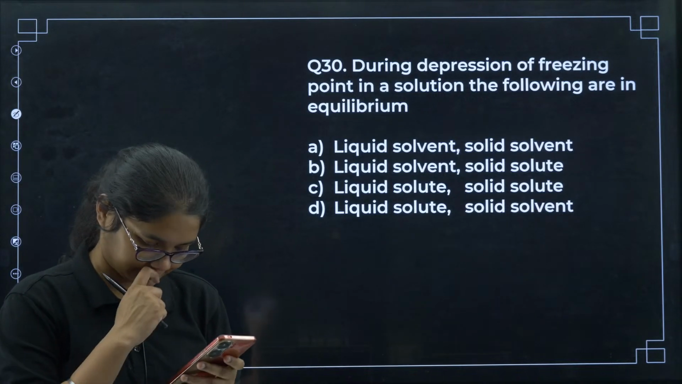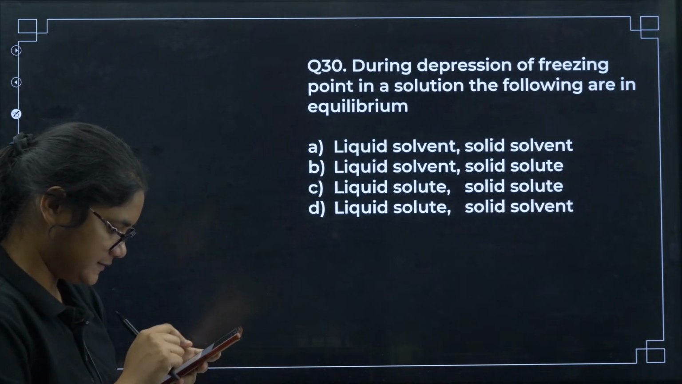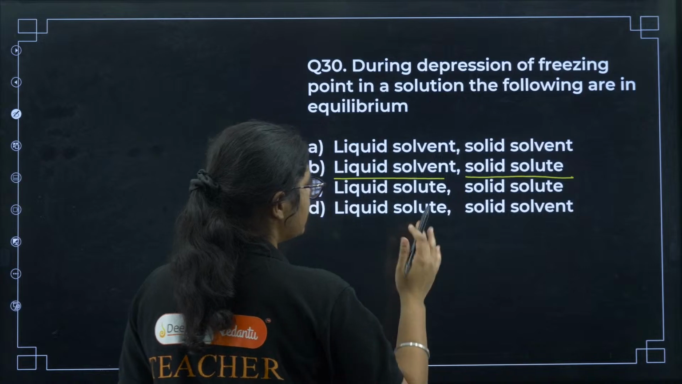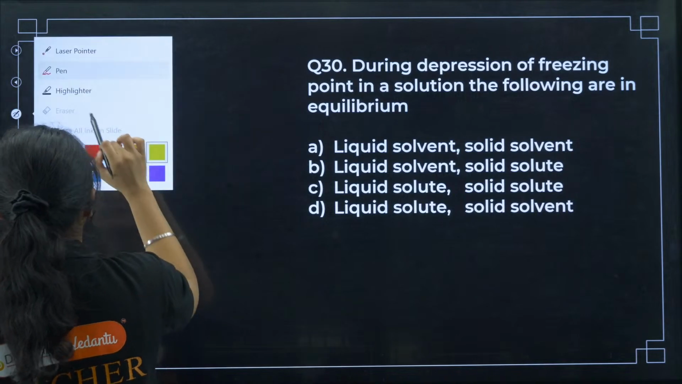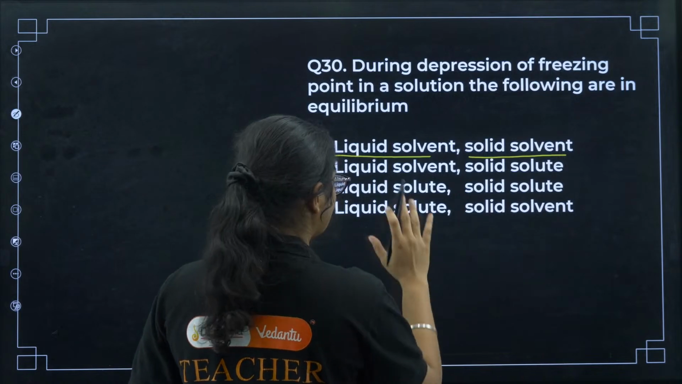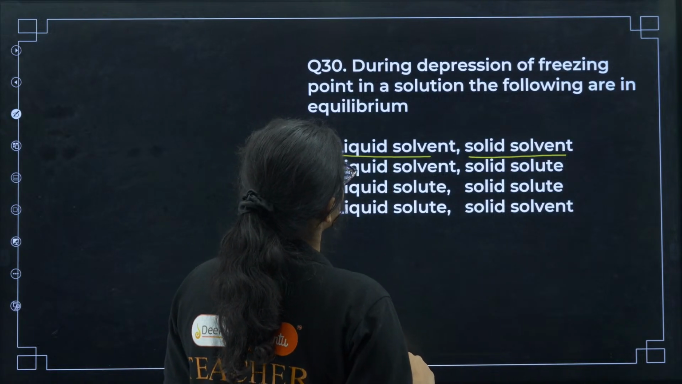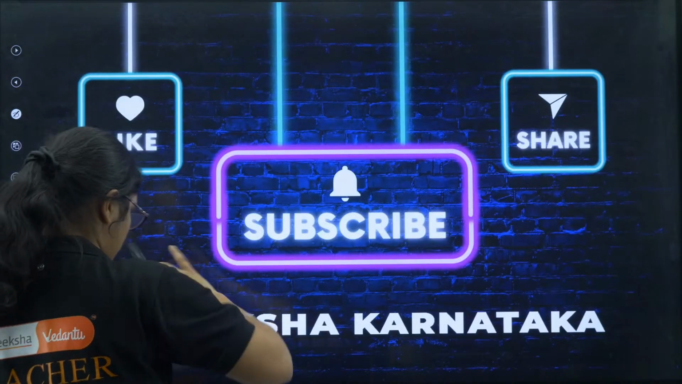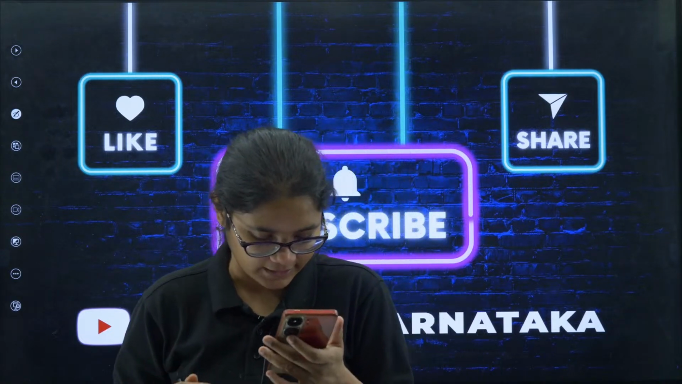Anyone answered? Yes. Liquid solvent and solid solute. Sorry, not this one, one second. Liquid solvent and solid solvent. So these should be at equilibrium with each other, and at that point the freezing will take place. So that is why the correct answer is option number A. So that's all students, and 30A is the correct answer, Kiran.